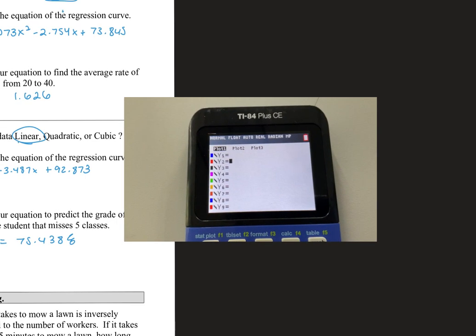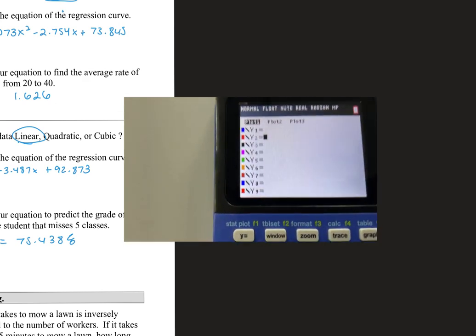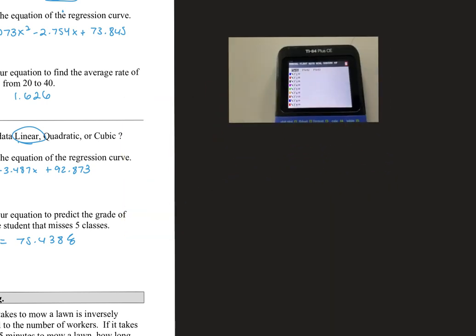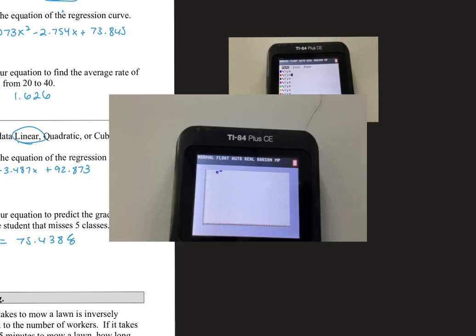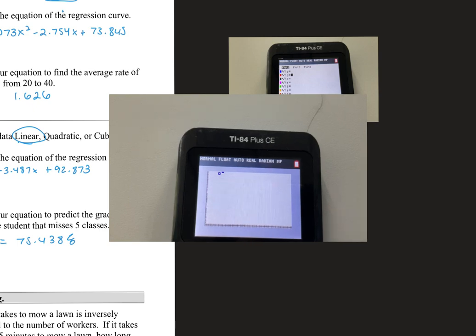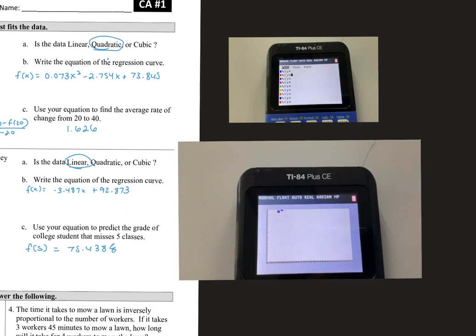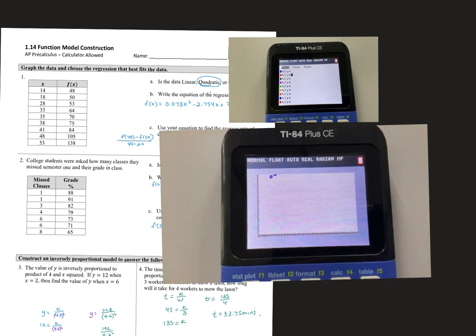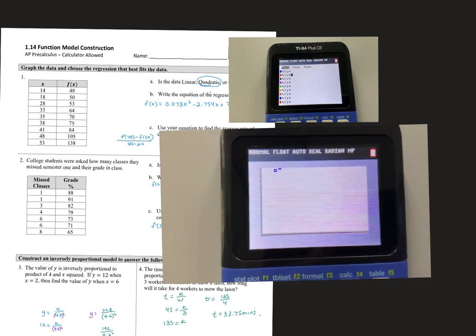All right, this was the first one. When you graph the data, it gets really cut off. Depending on what your data is going to be, you're going to have to be able to adjust this window. Same thing is going to happen for your quiz and your test.